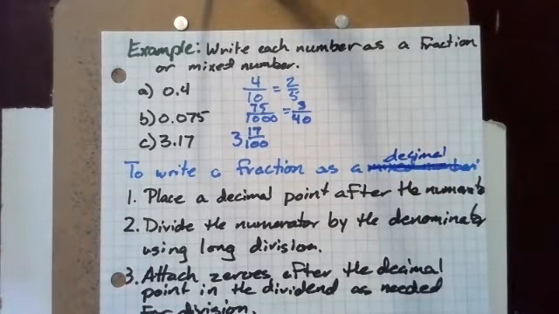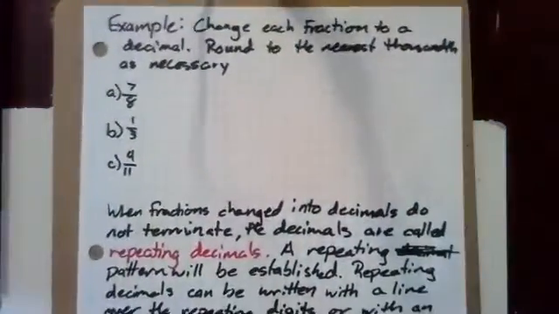To write a fraction as a decimal, we first place the decimal point after the numerator, then divide the numerator by the denominator using long division. We attach zeros after the decimal point in the dividend as needed for division. Here's another example. We're going to change each of these fractions into decimals.